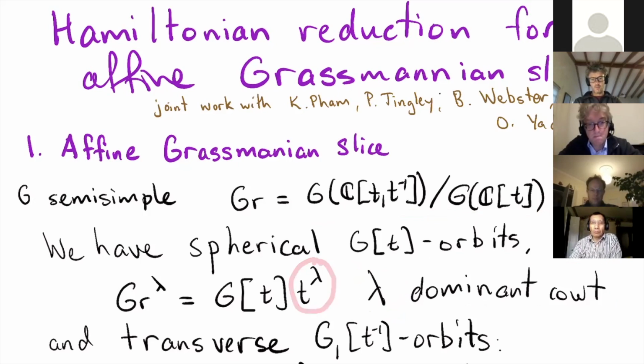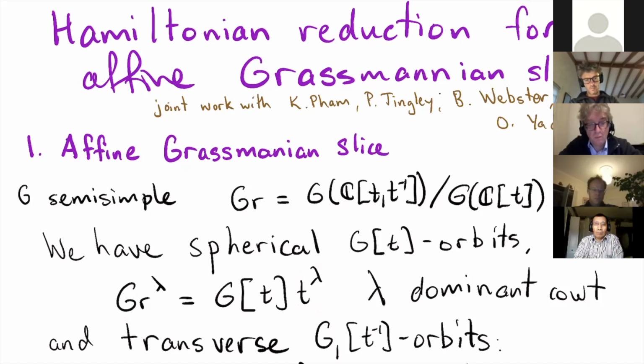So lambda gives me a map from C star into the group G, and therefore a point in the affine Grassmannian, which I denote T^lambda. And then I take its orbit under this G of O group, and that's called Gr^lambda. And these orbits partition the affine Grassmannian.